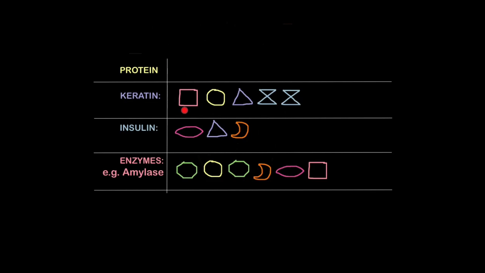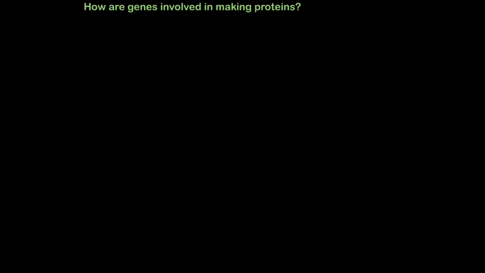So you can see what sets these proteins apart is 1, the types of amino acids that make them up, and 2, the order in which they appear. Some proteins may have more amino acids than others. The sequence of amino acids determines how this protein chain will fold to make a three-dimensional structure. If you change the sequence of amino acids, you will change the three-dimensional structure of the protein and therefore affect its function. So, how exactly are genes involved in making proteins?